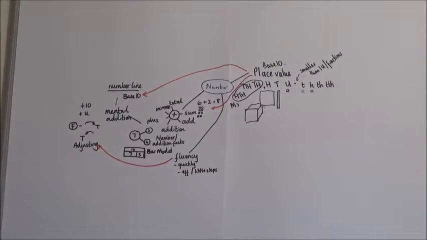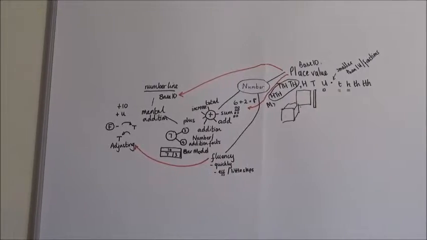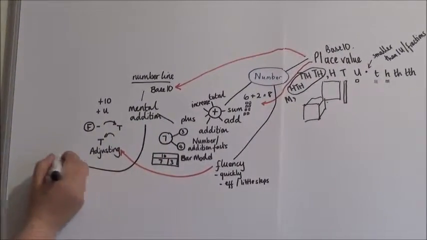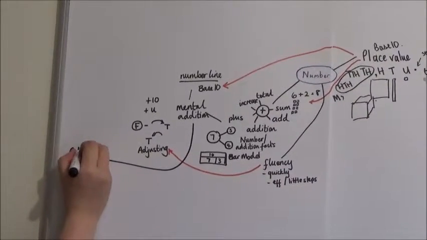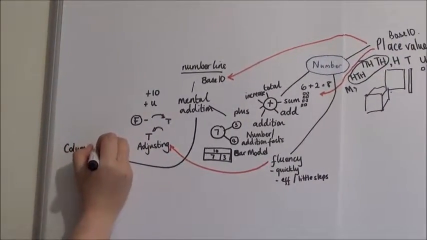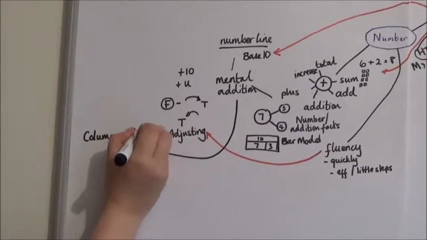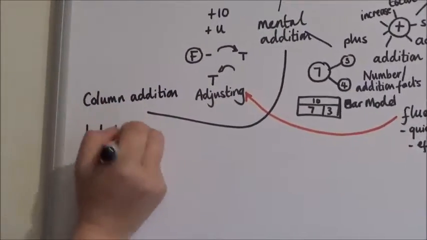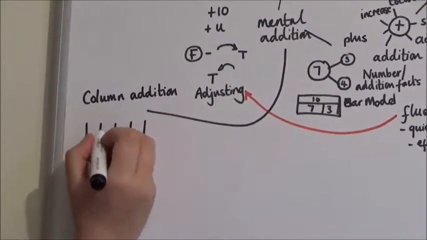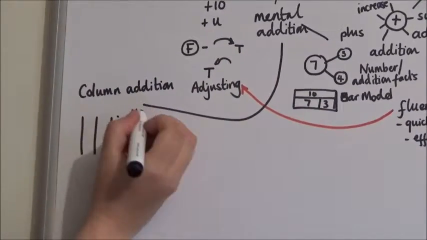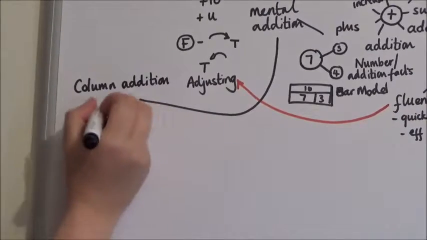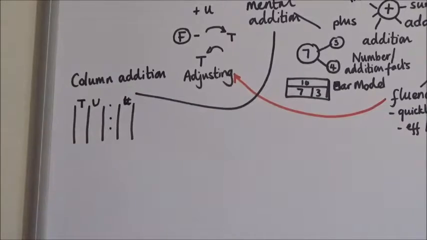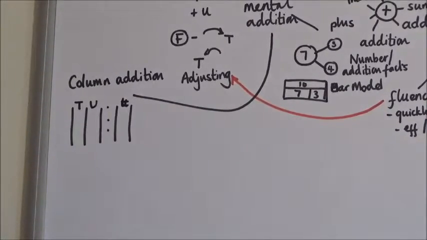Okay, so we're going to add our new learning to our number mind map. So we're going to go from mental addition and we're going to come up here to column addition. We've just learned that in column addition we need to make sure we're lining up our sums in the columns, and it would be a good idea to make sure that we line things up around a decimal point if we're going to be adding decimals.